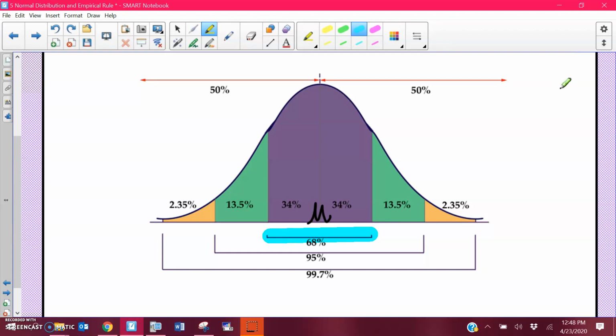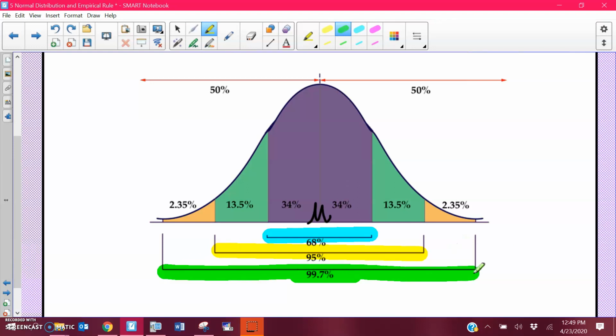After that, 2 standard deviations away from the mean is 95% of your data. So 2 standard deviations away is 95%. So most of your data is within 2 standard deviations of the mean. And then 3 standard deviations from the mean, you're going to have 99.7% of your data. So almost all of your data is going to be within 3 standard deviations of the mean.